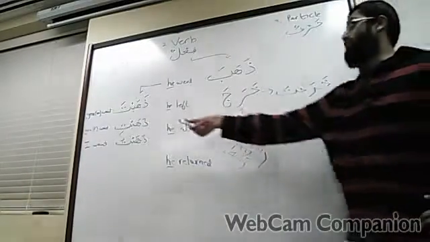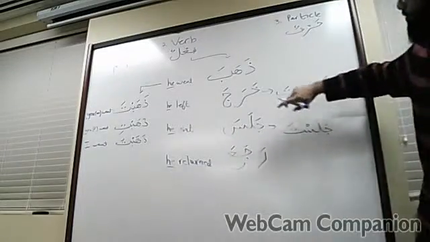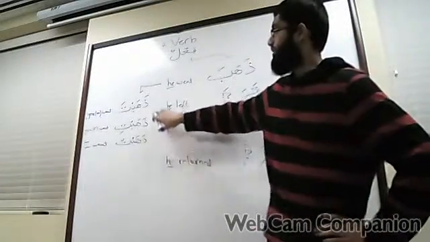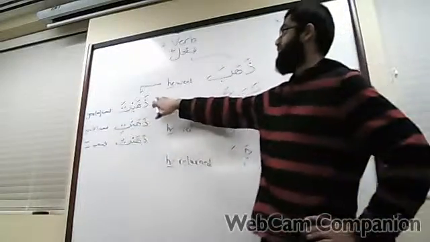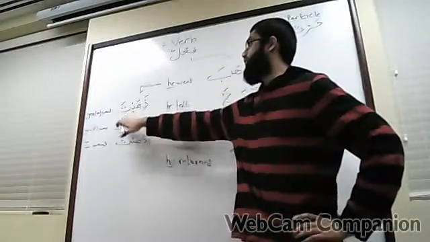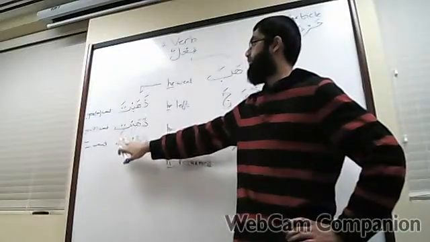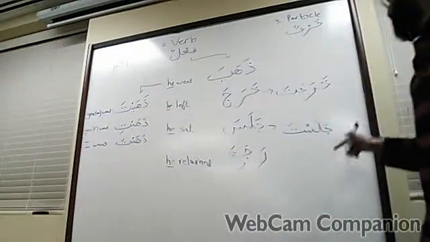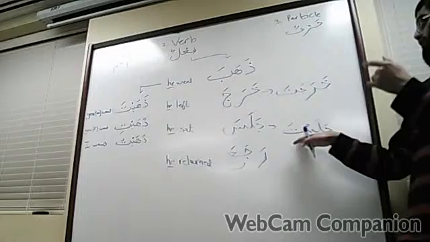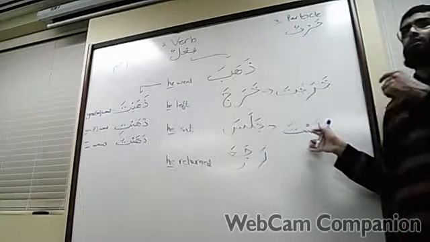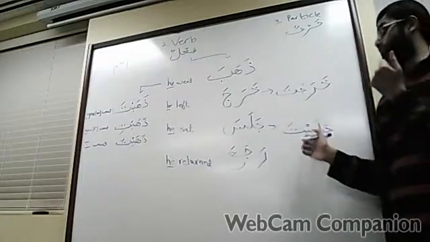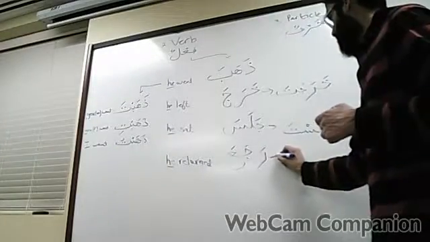Jalasti, right? So all you do for the second person and the first person is change what's on the ta. You change the fatha for you went, kasra for you female went, and dhamma for I went. So jalasta is you went male, jalasti is you went female, and what's I went? Jalastu. Okay.